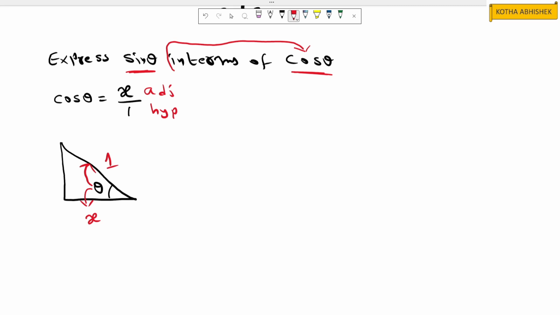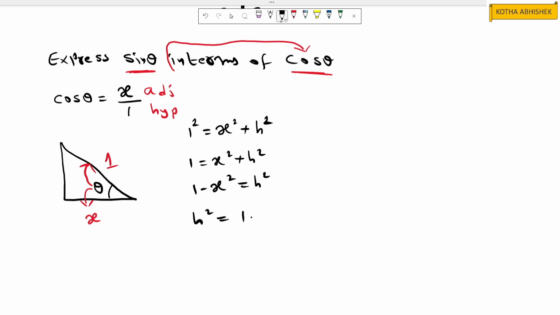So first, by using the Pythagoras theorem, let us find out the third side. That is hypotenuse square equals base square plus height square. Height is missing, right? So I am writing it as h square. So 1 square is 1 equals x square plus h square. The x square I am taking to the left side, so it will be minus x square, which equals h square. So h square is 1 minus x square. Then what is h? Under root 1 minus x square. So the height of this right angle triangle is under root 1 minus x square.